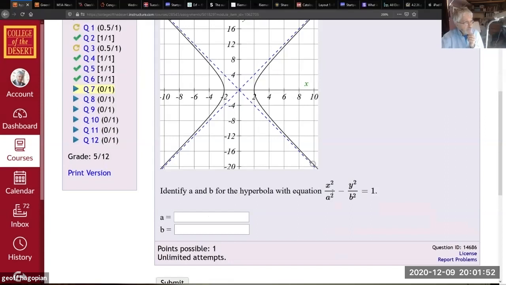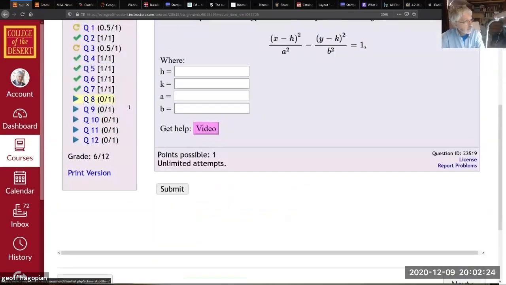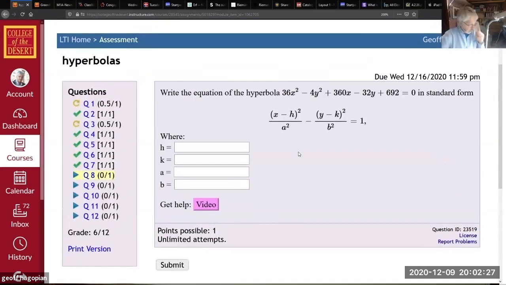What's B though? Well, we know that the ratio of B to A is 1, right? Oh no, it's 4 to 2, right? They're scaled differently. It looks like if you don't look at the scale properly, you might think that it's 1, but the ratio, the slope is 2, right? So if A is 2, then B must be 4. Yeah. So A is 2 and B is 4. Okay. That was easy. 8. So here's another one where we got to complete the square.